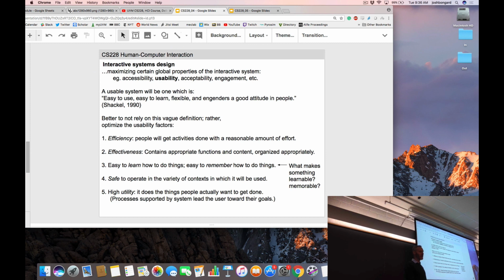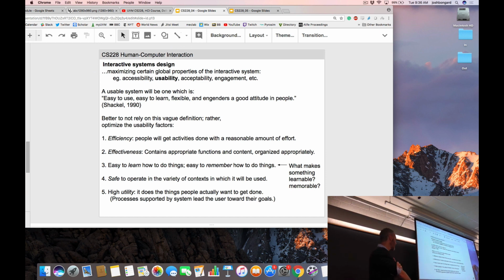Exactly. Most people that are working at the command line are power users and want to do things quickly and efficiently, right? Everything at the command line is designed to maximize these things, forget about these things. So often there's a trade-off, again, depending on your users. If you're creating a system for novice users, you probably want to emphasize this, and maybe this is not so important. Safe to operate in a variety of contexts.